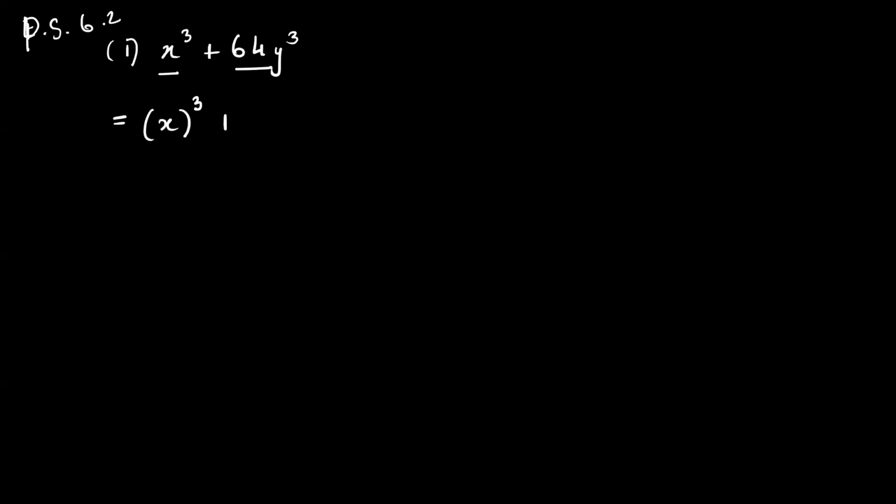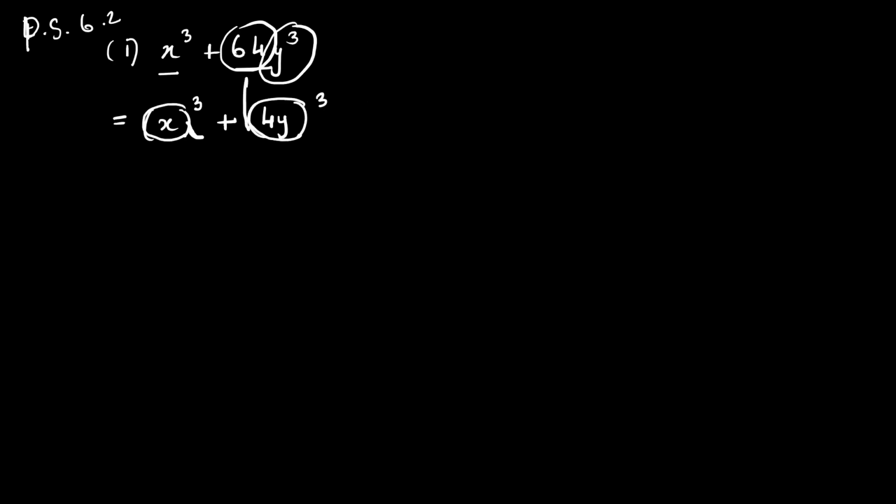Yes, sir. Plus, but this cube is there only for y. 64 does not have a cube on it, so can you tell me, 64 is the cube of what? 4. So what we will rather do is write it as 4y the whole cube. Now it's proper. It has to be here also whole cube. It has to be here also whole cube. Okay. Yes, sir. And if you notice, I just made small changes.